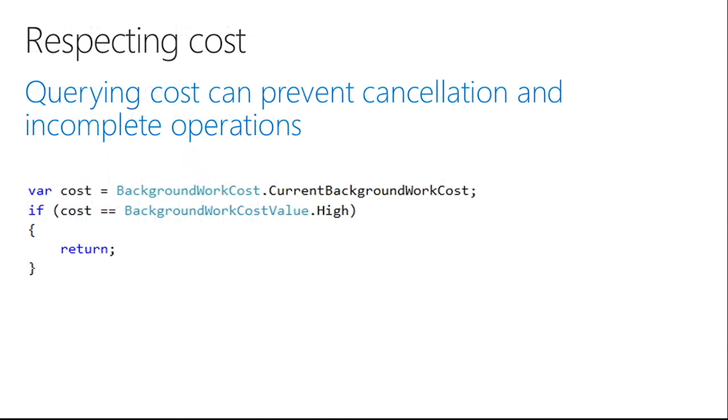Yeah. So this is taking each of them in a bit more detail. This is how you query cost. Okay. So you ask the system what's the current background work cost, and if the cost comes back as high, then you might want to not do anything this time. Not much code, but it's a big benefit. Yeah. So that's important. So that's what you're looking for. Obviously, if the work cost value is not high, presumably low would be one of them. Low would be one of them. Medium might be one. I don't know.